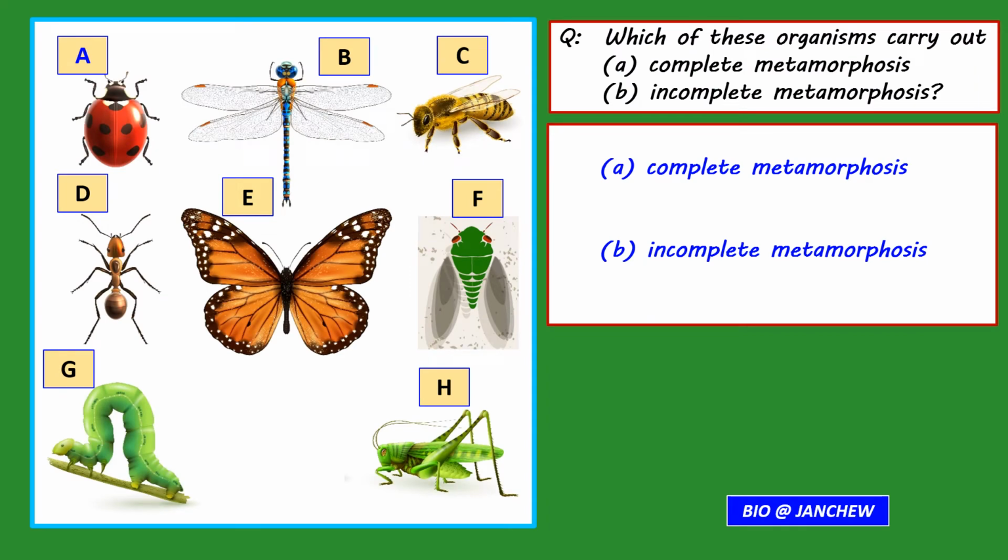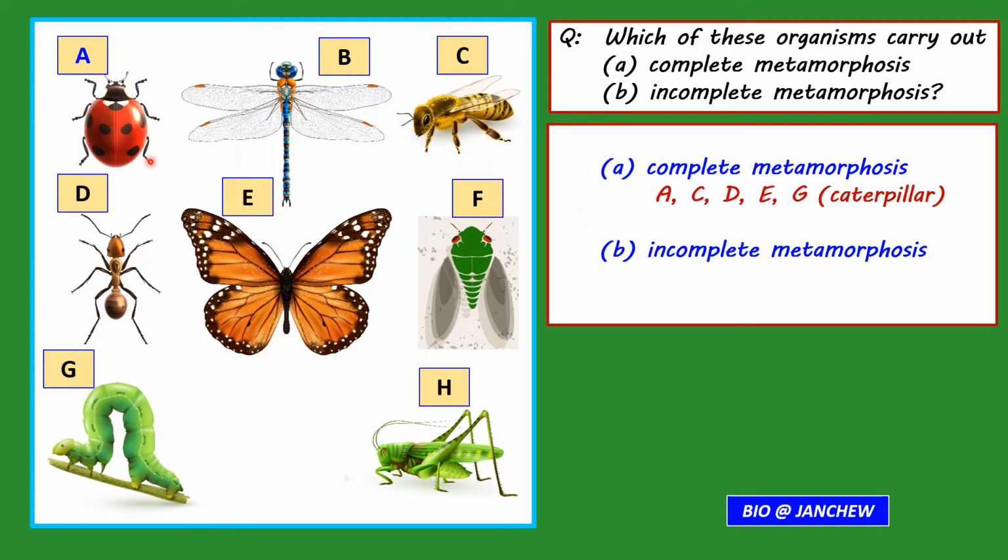Let's answer this simple question. Which of these organisms shown in the diagram carry out A, complete metamorphosis, and B, incomplete metamorphosis? Right? So take a moment to think about those organisms that carry out complete metamorphosis, okay, based on this diagram. Identify the organism first. All right. So the organisms that undergo or carry out complete metamorphosis, they have 4 stages of development, right? The egg, larva, pupa, and then the adult.